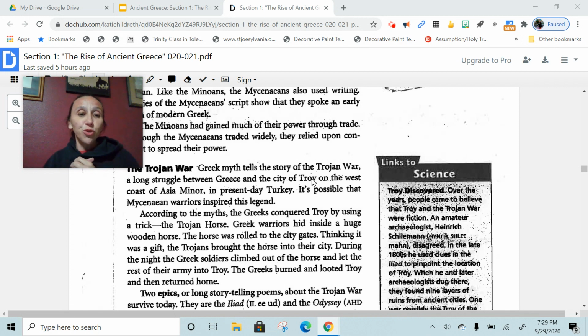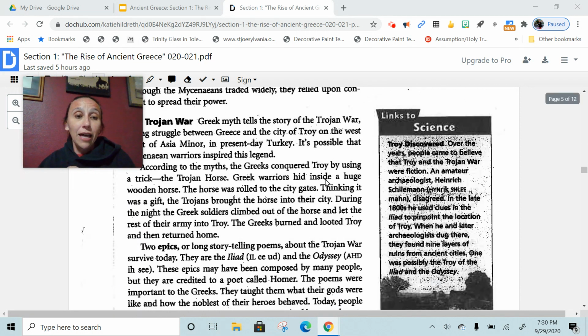Greek myth tells the story of the Trojan War, a long struggle between Greece and the city of Troy on the west coast of Asia Minor in present-day Turkey. It's possible that Mycenaean warriors inspired this legend. According to the myths, Greeks conquered Troy by using a trick, the Trojan horse. Greek warriors hid inside a huge wooden horse, and the horse rolled to the city gates. Thinking it was a gift, the Trojans brought the horse into their city.